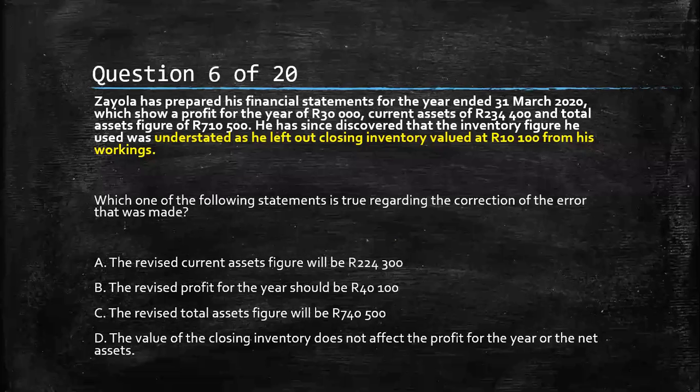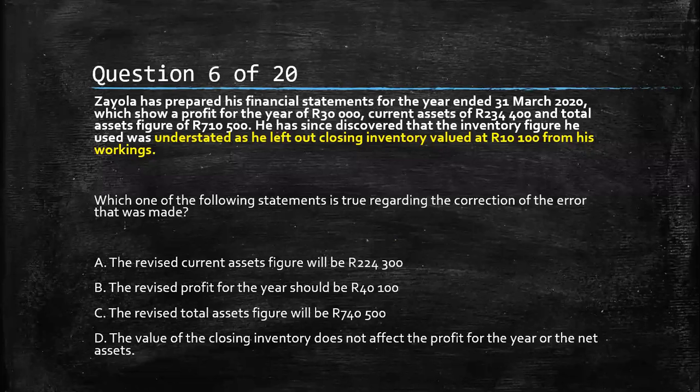The revised profit for the year should be 40,100. Why? Because the closing inventory increases your profit. It reduces your expense. Same as consumable stores on hand, they reduce the expense and yet increase your profit.